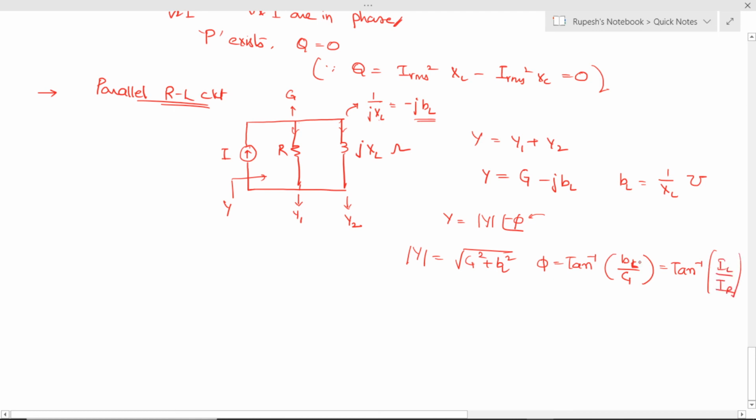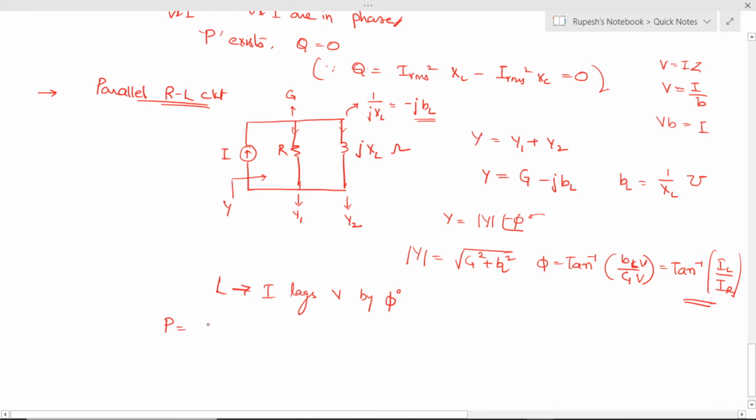How does it become that? V is equal to I into Z, so I by V is the admittance, and the imaginary part is the susceptance. If you multiply both sides by the voltage across both the elements, which is the same, you get IL by IR. So phi is also tan inverse IL by IR. In an inductive circuit, which one leads, voltage or current? Obviously, voltage leads, which means the current lags the voltage by phi degrees.